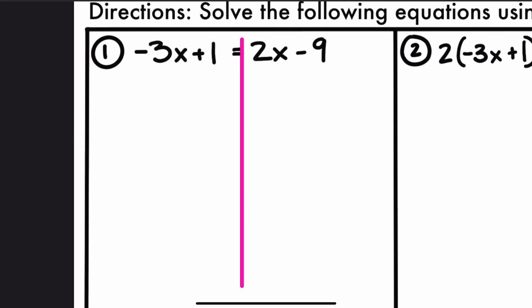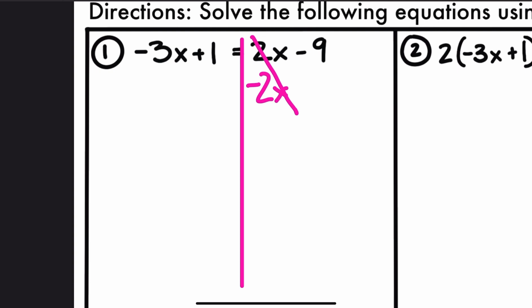I see that I have x's on both sides again. Since they're on opposite sides, I'm going to do the opposite to move it over. I'm going to take this 2x. I have a positive 2x, so I'm going to say minus 2x. When I subtract those from each other, I'm going to end up with 0.